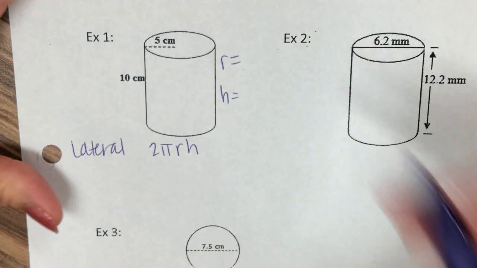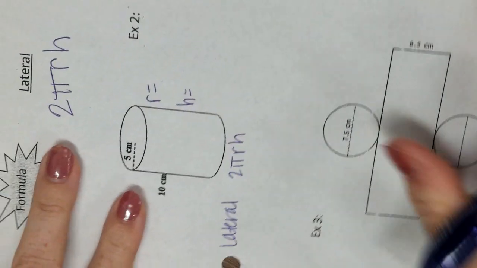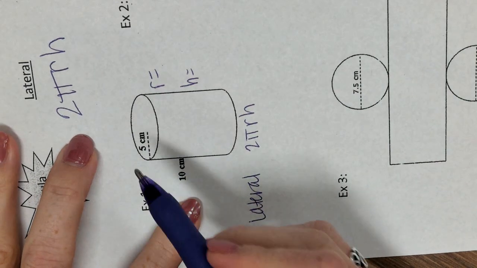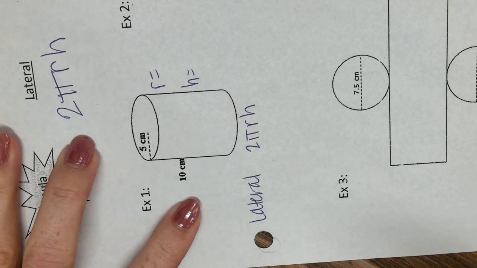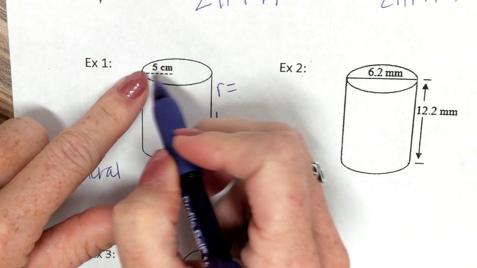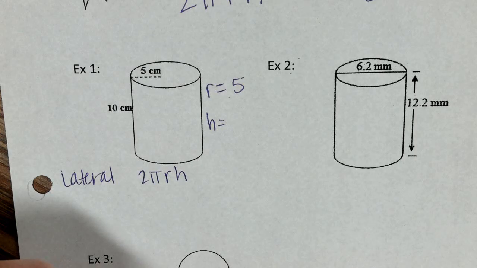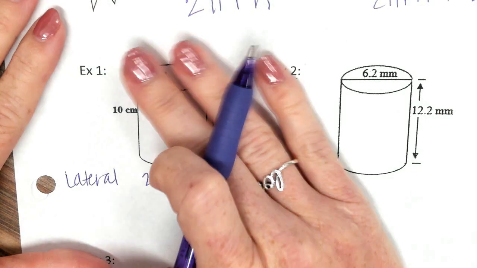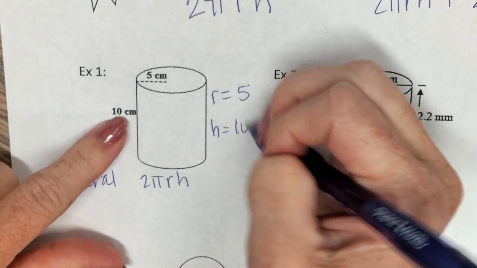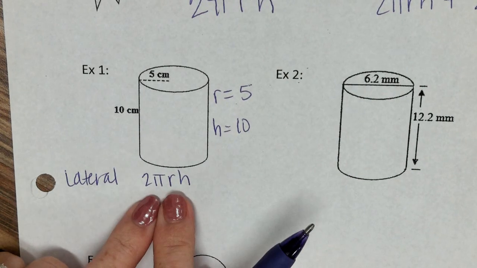And an h. The radius has to come from the circle. I don't care if it's laying down, the radius has to come from the circle, and it is halfway through. Did they give me a radius halfway through? Yes. So the radius is 5. The height, you cover the base, which is the circle. What's left? 10. And guys, you're pretty much done. All you have to do is plug it in to that formula.